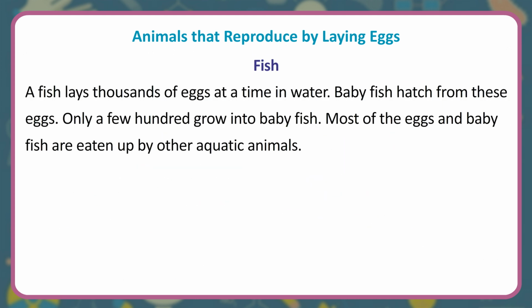Fish. A fish lays thousands of eggs at a time in water. Baby fish hatch from these eggs. Only a few hundred grow into baby fish. Most of the eggs and baby fish are eaten up by other aquatic animals.